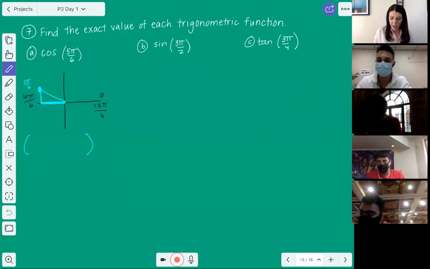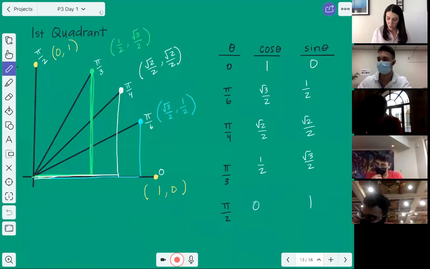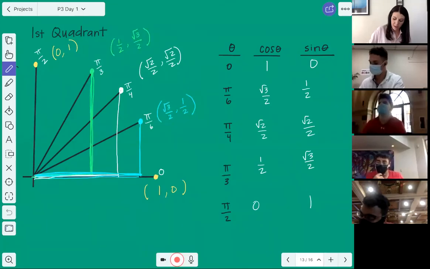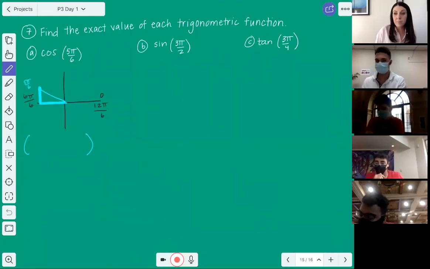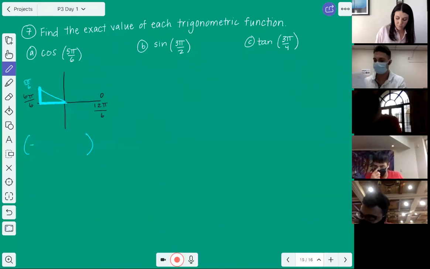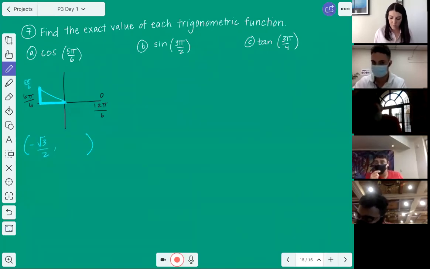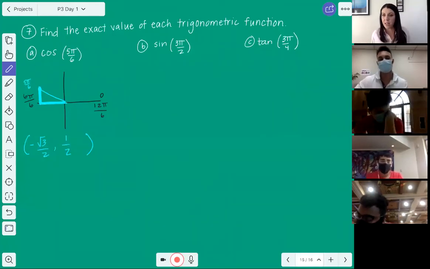So Jorge, look, I have a big x and I have a small y. So when we were looking at big x and small y, that's our pi over 6, right? Oh, okay. But I'm in the second quadrant, remember? So it'd be negative radical 3 over 2, comma radical 1. Well, it should be 1 over 2. Yeah, and radical 1 over 2 is fine, but it simplifies to 1 over 2.